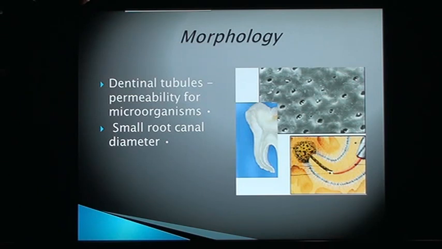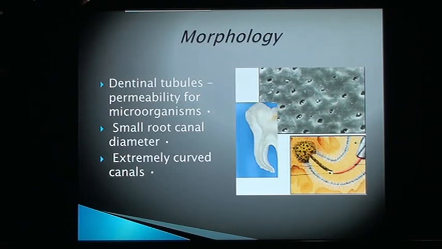Second limitation, small root canal diameter, mainly in the upper molars, mesial and distal canals, and for the lower molar also the mesial canal, buccal and lingual. Sometimes if we have a very thin and very curved canal, we cannot do more enlargement because we will destroy the root or the apex. That's why maybe we cannot remove all infected tissue in the apical part.